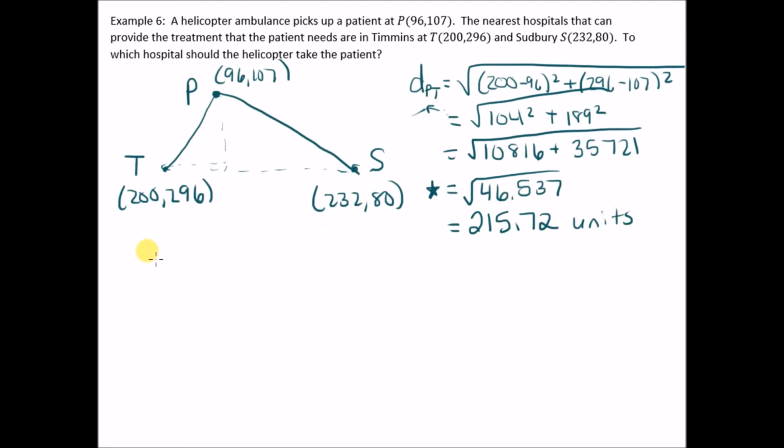Now let's do the same thing. Let's do the distance between PS, the patient and Sudbury. Because it says PS, we actually subtract backwards. We subtract S minus P. So we're going to go 232 minus 96, and then we're going to add 80 minus 107.